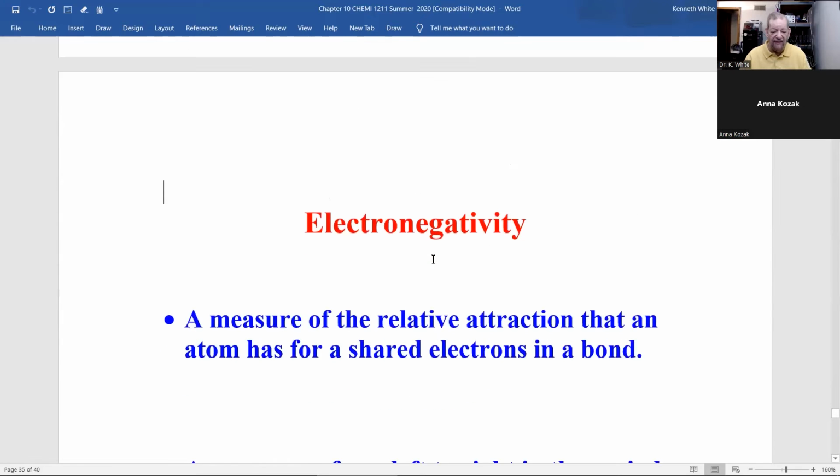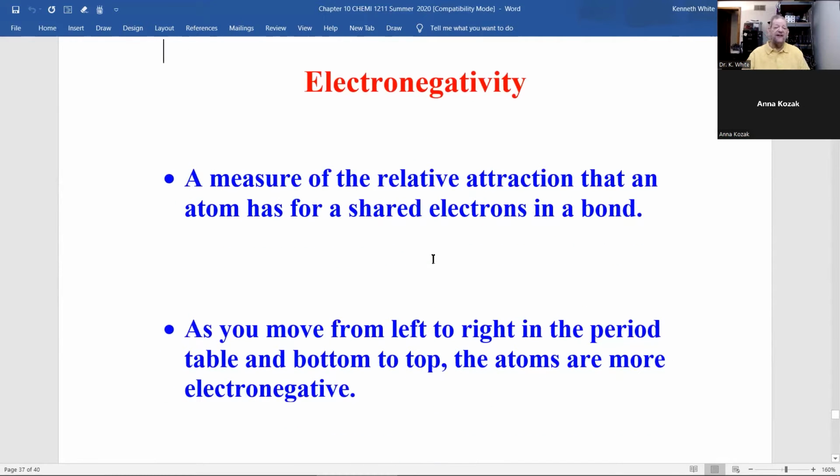Now, let's move on. There's a very important concept that you should understand, and that's electronegativity. What is that? It's a measure of the relative attraction that an atom has for shared electrons in a bond. In other words, if I'm sharing an electron with you, electronegativity affects how we're really sharing it.